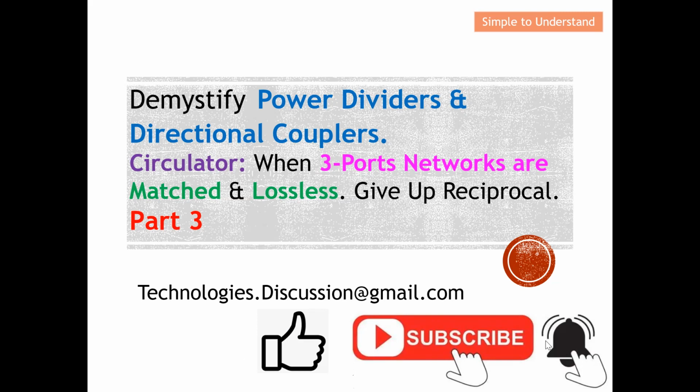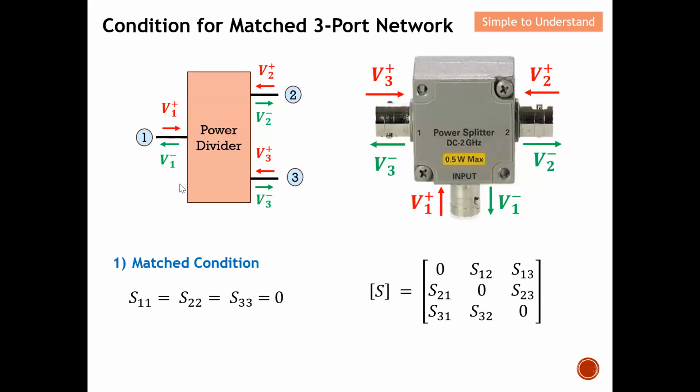Okay, so let's discuss the three conditions of a three-port network. The first condition that I'm going to discuss is a matched three-port network. So what is a matched three-port network? For example, when I input at port number 1, I expect the power to come out at port number 2 and also port number 3. I do not want any of the power to come back at port number 1, which is reflection. Hence, S11 needs to be equal to 0.